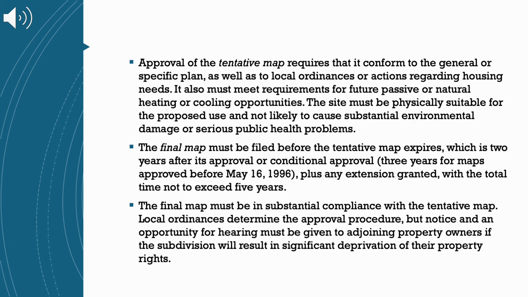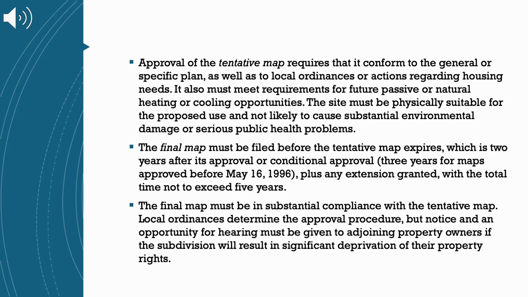Approval of the tentative map requires that it conform to the general or specific plan, as well as to local ordinances or actions regarding housing needs. It also must meet requirements for future passive or natural heating or cooling opportunities. The site must be physically suitable for the proposed use and not likely to cause substantial environmental damage or serious public health problems. The final map must be filed before the tentative map expires, which is 2 years after its approval or conditional approval, 3 years for maps approved before May 16, 1996, plus any extension granted, with the total time not to exceed 5 years.